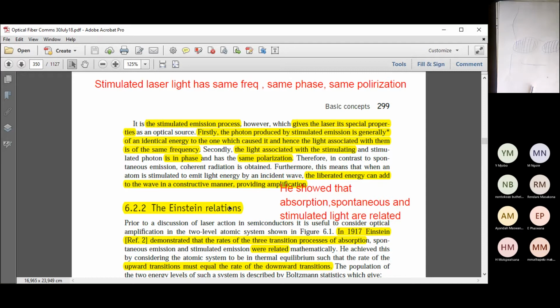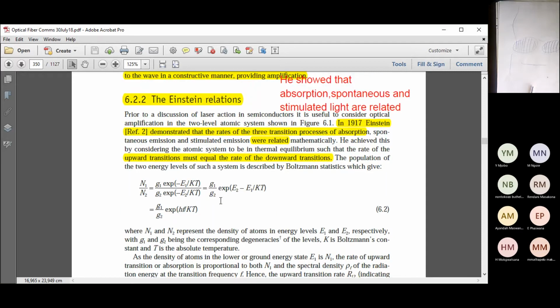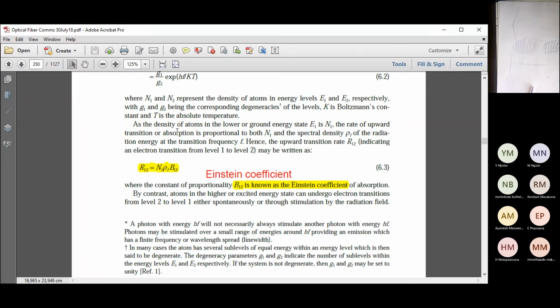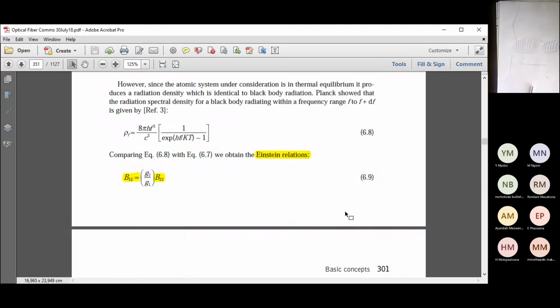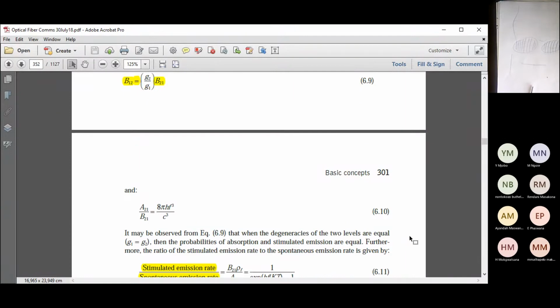Very interesting. So what we know today is nothing more than what he knew. He knew everything. That guy was very clever. So the Einstein coefficient is written here, and he defined these formulas. We don't have to learn it. I'm just showing you where it comes from. This is the Einstein relations also.